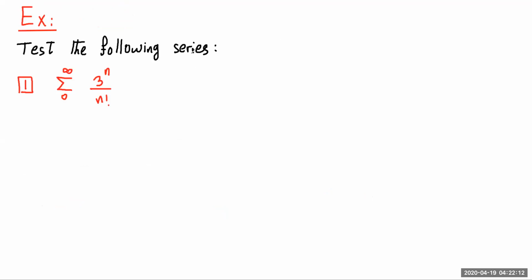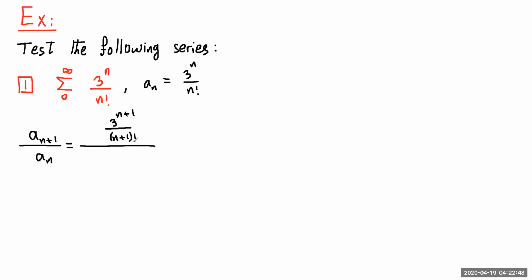Exercise number 1, test the following series. The first one is given here. So let's suppose that an is 3 power n over n factorial. And let's calculate an plus 1 over an. It will be 3 power n plus 1 divided by n plus 1 factorial, divided by 3 power n divided by n factorial.